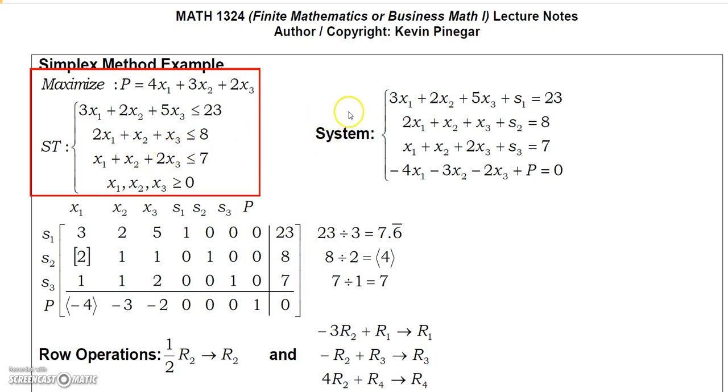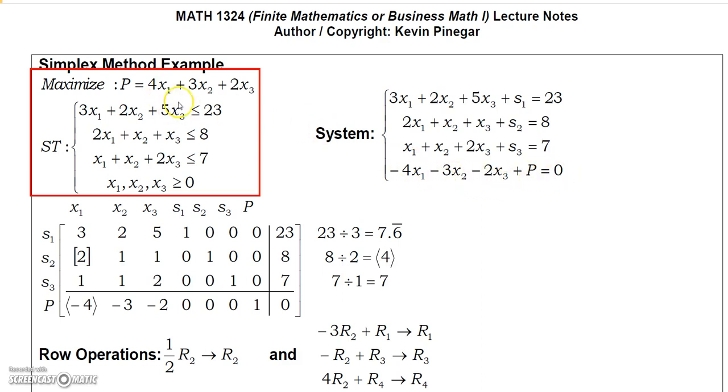Now, we first write the initial system. So add S1 to the left side of the first constraint and convert it to an equation. Add S2 to the left side of the second constraint, convert it to an equation. Add S3 to the left side of the third constraint and convert it to an equation. And then from the objective function, move all of your terms to the left and they will change to negative values. And then you'll have plus p equals 0.